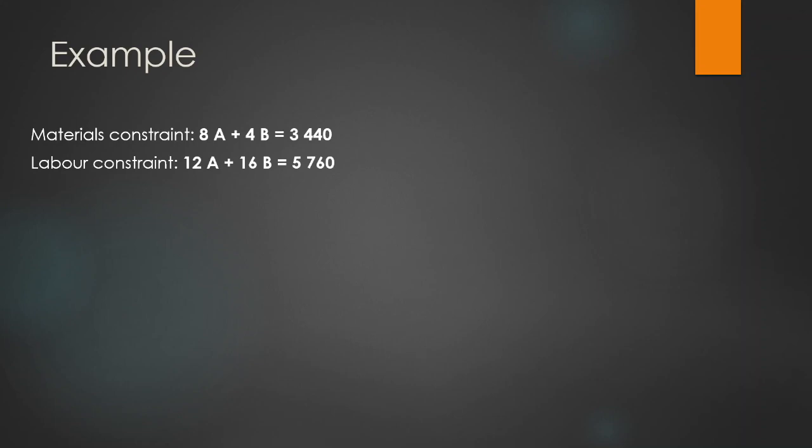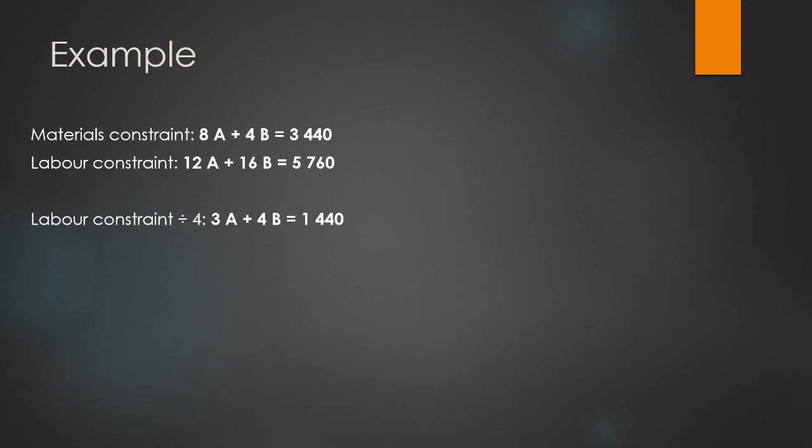Now, there are various ways to solve simultaneous equations. You need to use a method that you are comfortable with. For this example, I am going to use the technique of making the B's equal. To achieve this, I can either multiply the materials constraint by 4 to arrive at 16B, or divide the labor constraint by 4 to arrive at 4B. Let us divide the labor constraint by 4, and we end up with 3A plus 4B is equal to 1,440.